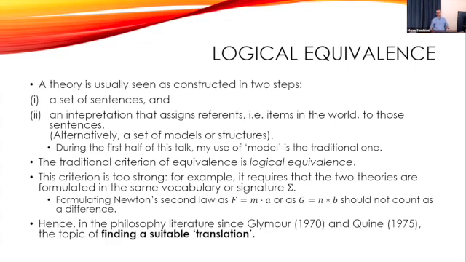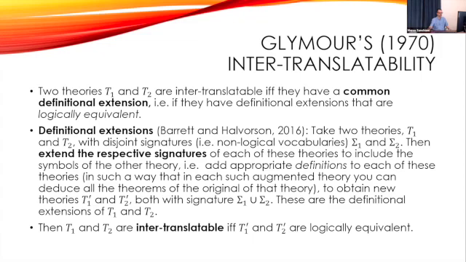And so, therefore, it has been very natural, and this is a very old topic, to look for suitable translations between theories. So Quine and Glymour in the philosophy of science started programs for this. Glymour's criterion of intertranslatability: for Glymour, two theories are intertranslatable if they have a common definitional extension, so if they have definitional extensions that make them logically equivalent. So the criterion is still logical equivalence, but now not applied to the original theories, but rather applied to two new theories that you can get from the old ones by adding new definitions. And you add those new definitions such that you can make these theories logically equivalent.